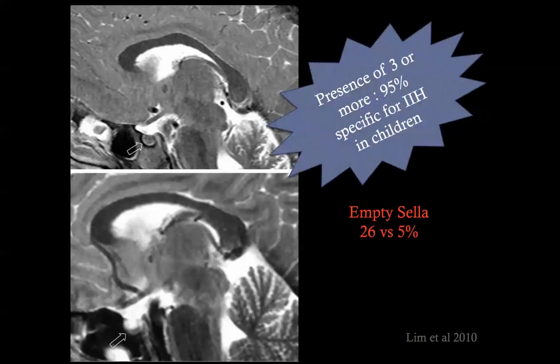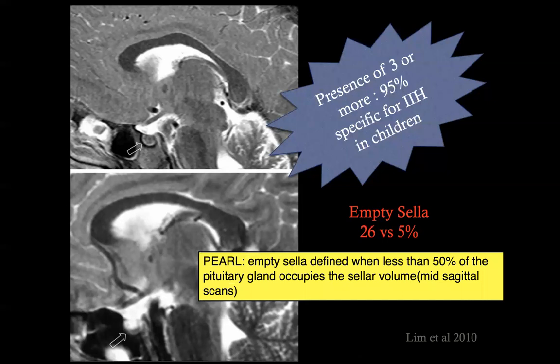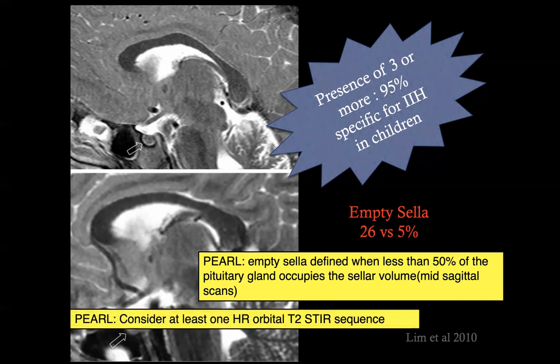So remember that, of course. What does it mean? It means that these abnormalities taken as single findings are not very powerful. You need the right clinical context and at least 3 of them, and you increase the specificity. This is a paper from Evelina in 2010. Empty sella: less than 50% of the pituitary gland. If you have a doubt, use the paper from Maria Giropoulou from the 90s that is very good with the normative values. Another pearl, consider at least one high-resolution T2 STIR sequence of the orbit.